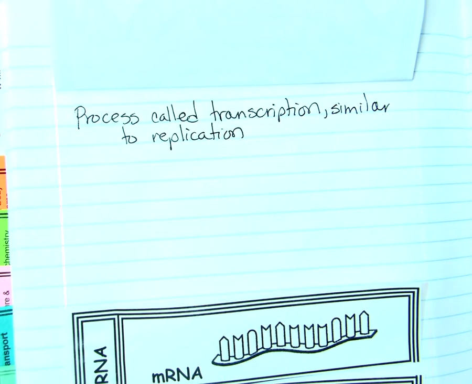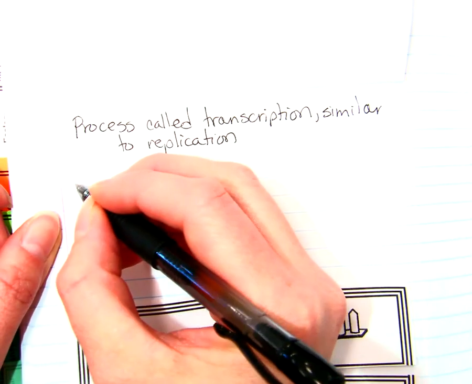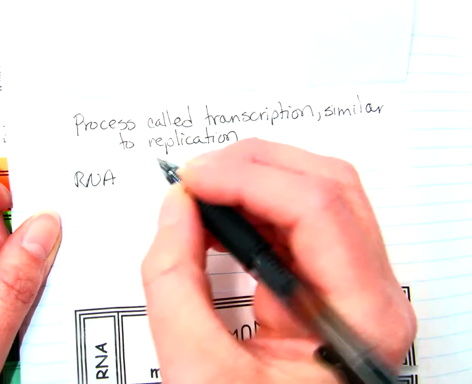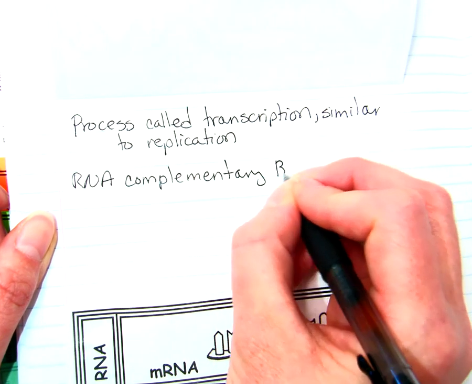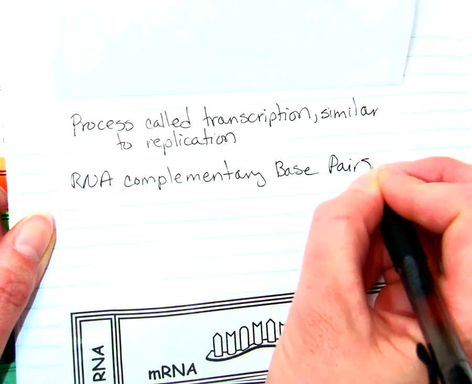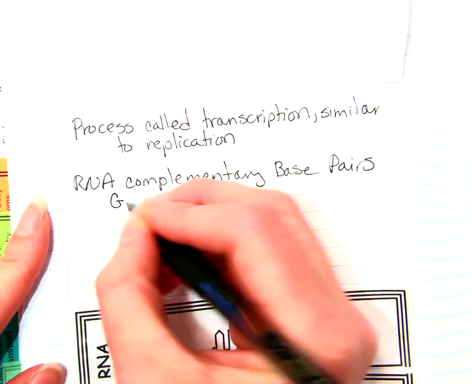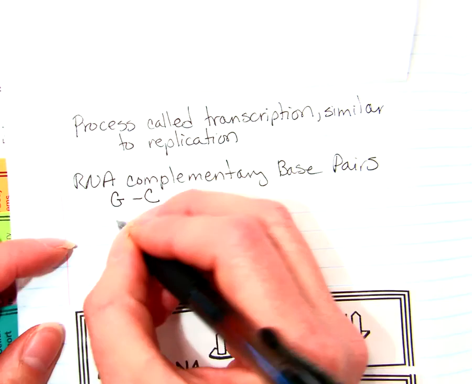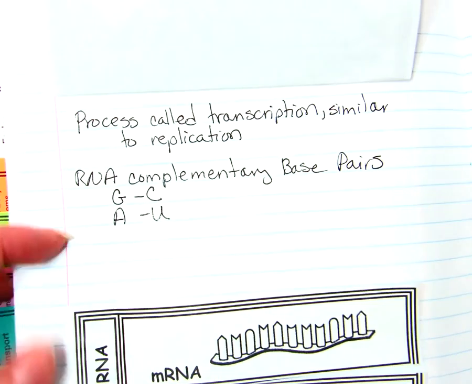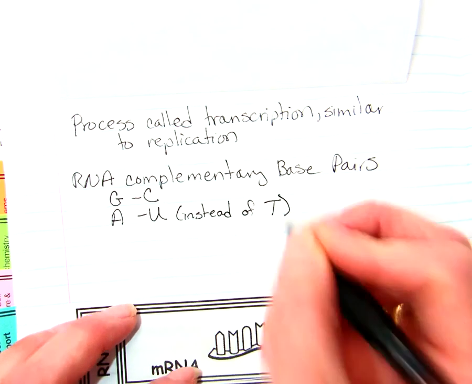We have a process called transcription. It's very similar to replication. We will talk more about transcription tomorrow. Our RNA complementary base pairs are a little different though. So what does G pair with? C. And what did we say that A was going to pair with? U. So A goes with U instead of T.